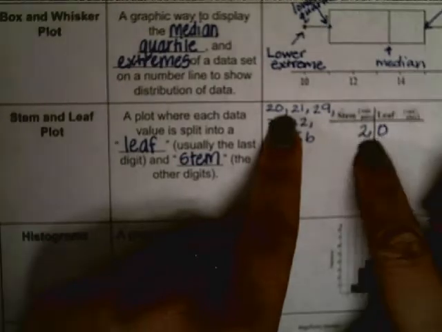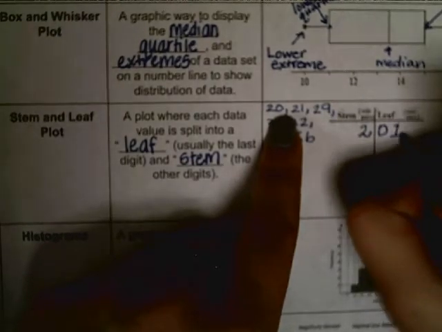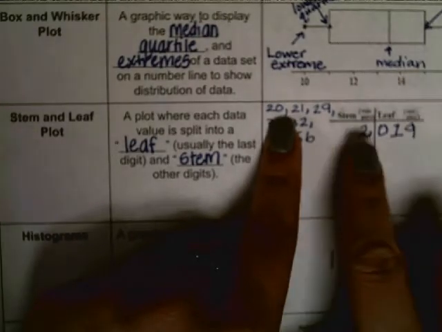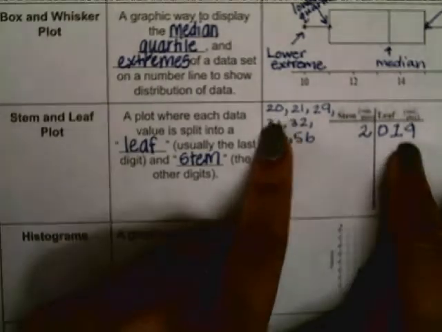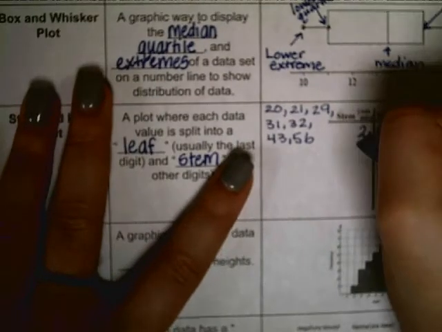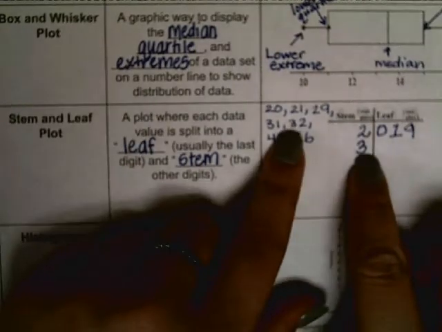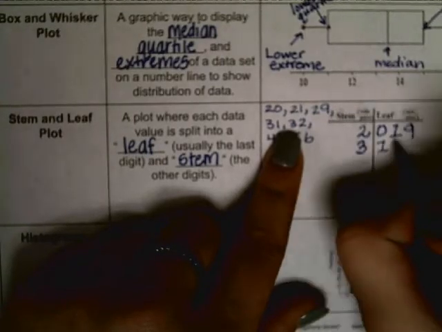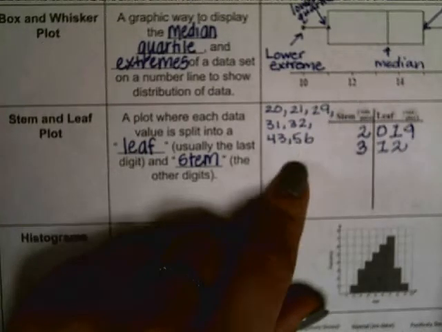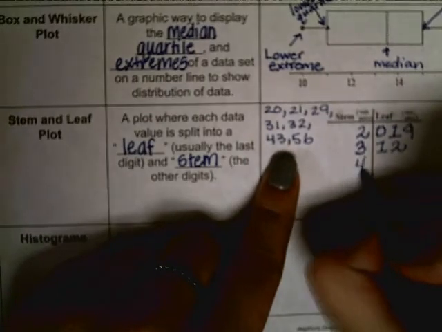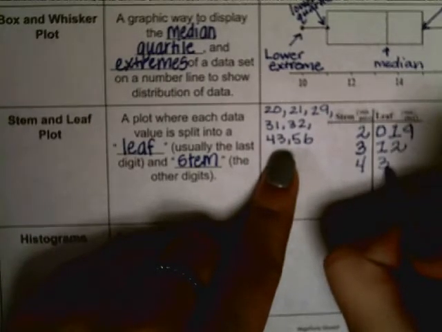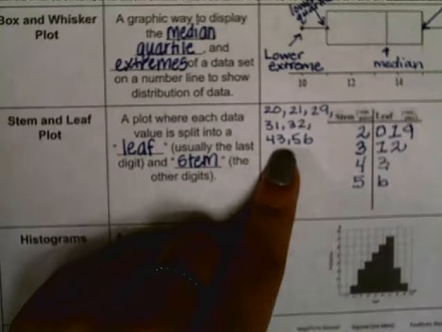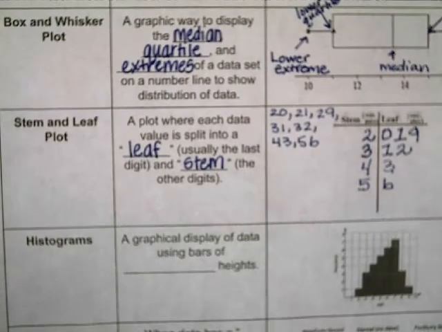So this would represent 20. Putting the 1 here would represent 21. Putting a 9 here would represent 29. You could also do that with your 30s. I have 2 numbers in my 30s. I have 31 and 32. And then I have 40s, 43, and then I have my 50s, 56. So it's just an easier way to break down all of your numbers.